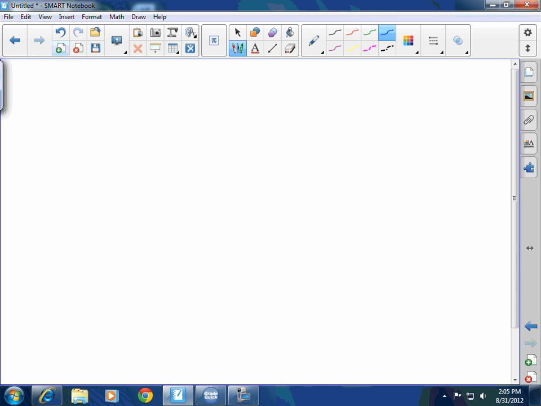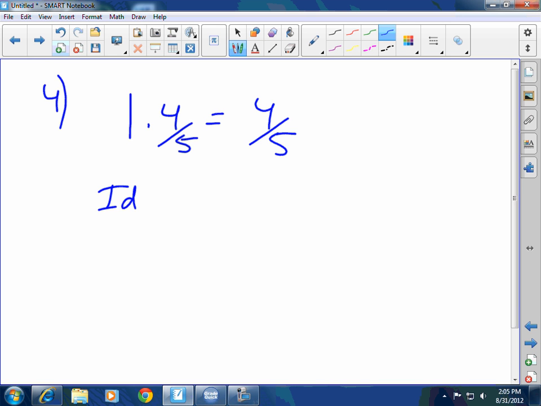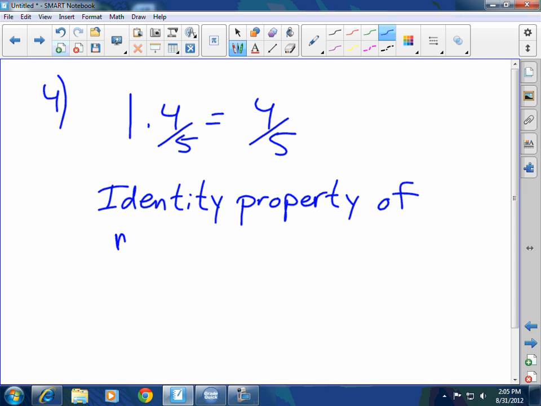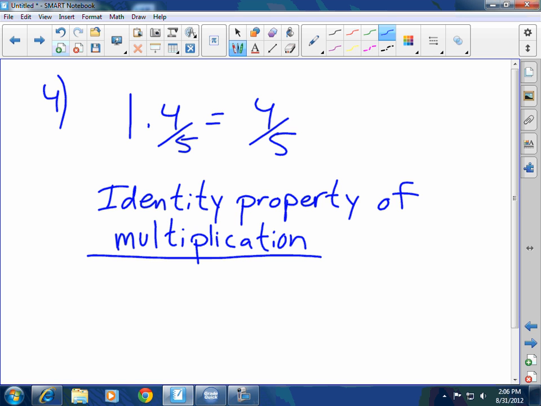And last but not least for this quiz, which property does the equation illustrate? 1 times 4/5 equals 4/5. This is the identity property of multiplication. You got to explain the property of what? Is it of multiplication, addition? What is it of? And you got to memorize these. This is a matter of learning this. So if you got that wrong, with all due respect, it's because you didn't study.